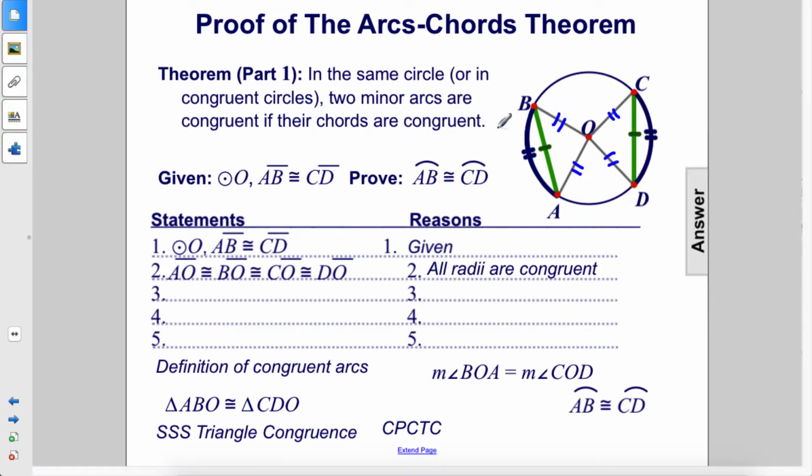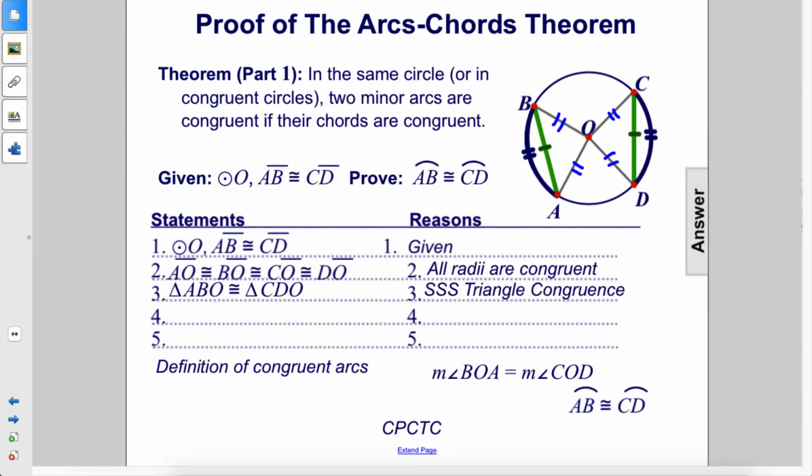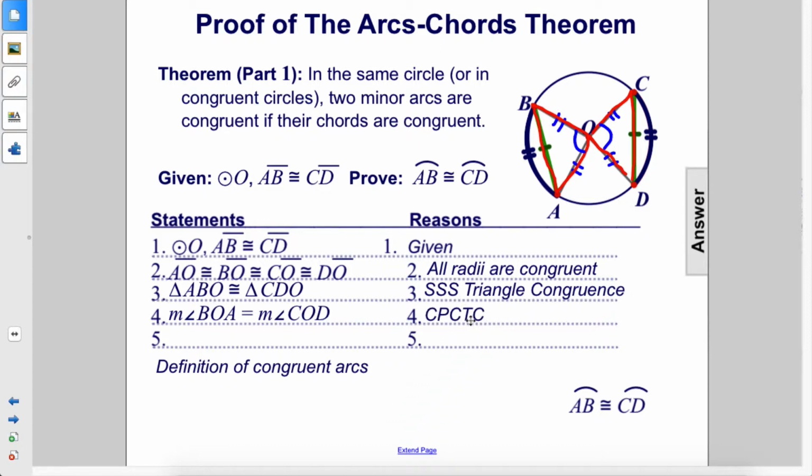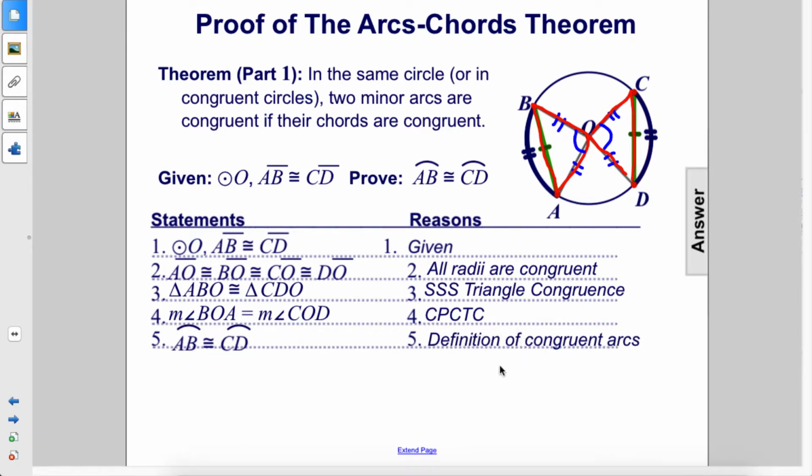So we have side, side, side triangle congruence. So we know this triangle here is congruent to this triangle here. Therefore, these angles, BOA, so this angle is congruent to this angle, because corresponding parts of congruent triangles are congruent. Therefore, the arcs are congruent to each other because that's the definition of congruent arcs.